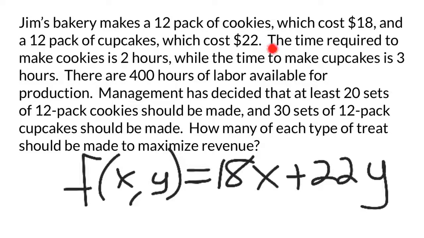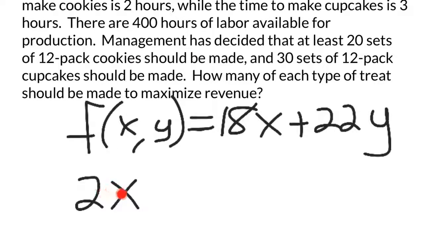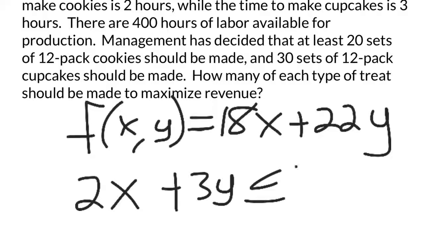So going on to the next sentence, the time required to make cookies is 2 hours, while the time required to make cupcakes is 3 hours. And there's only 400 hours of labor available. So 2 times the number of cookies that we package tells us how many hours it's going to take total for the cookies, plus 3 times the number of cupcakes that we package tells us the amount of hours for that. This quantity needs to be less than or equal to 400 hours, because we said there's only 400 hours available. So we've taken care of all this information so far.